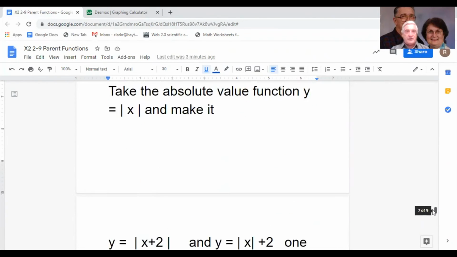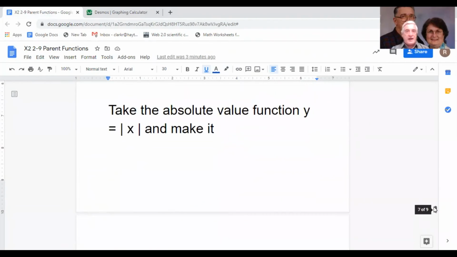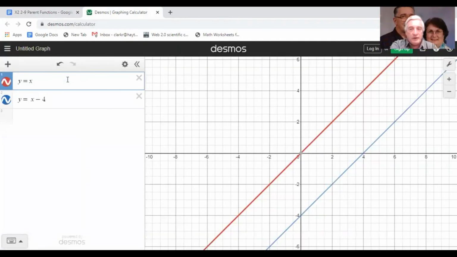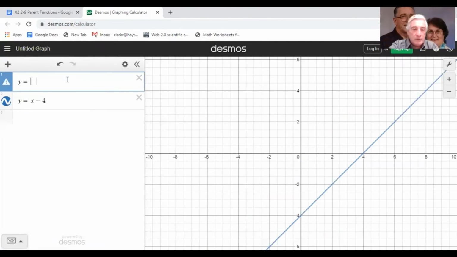Now let's try another function. Let's try an absolute value function. We know already it's a V. And we're going to see what happens when we alter it a little. I'm going to add 2. So let's start with the first one. Y is equal to the absolute value of x.